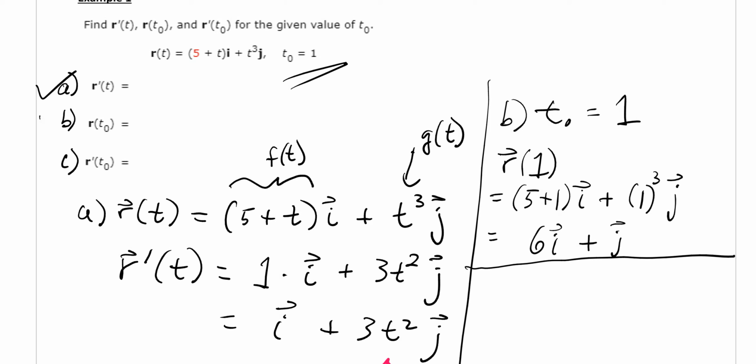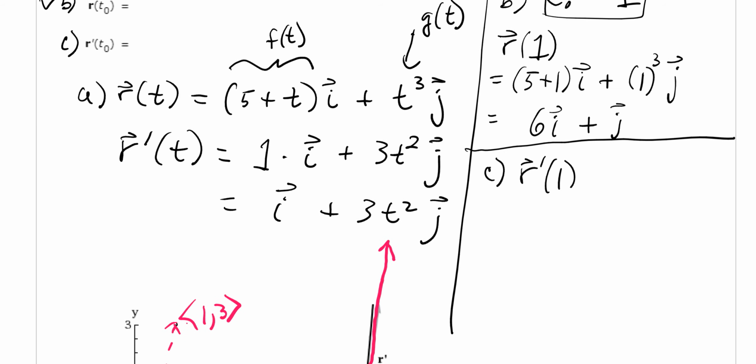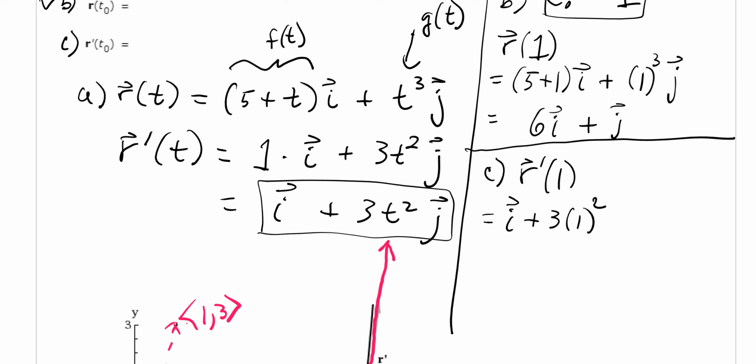And then part C says evaluate r prime of t0, and the value of t0 is 1. So part C is r prime of 1. R prime is here, so r prime of 1 would be i plus 3 times 1 squared times j. So i plus 3j.